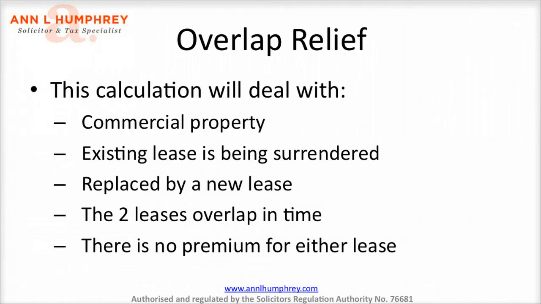To clarify, this calculation will deal with a commercial property where an existing lease has yet to expire and is being surrendered to be replaced by a new lease. The two leases overlap in time and there is no premium for either lease.